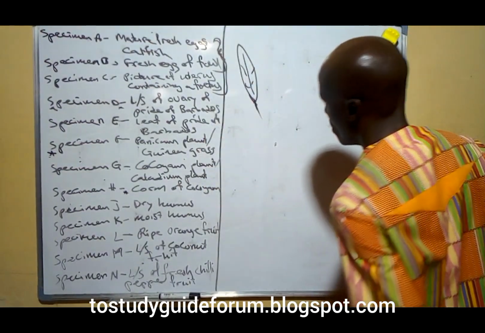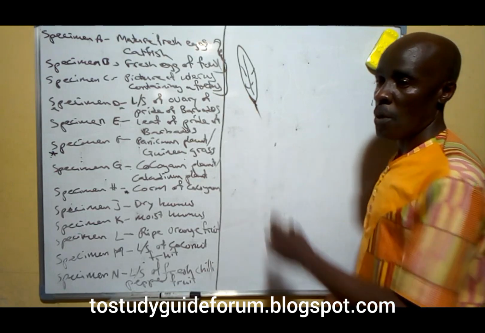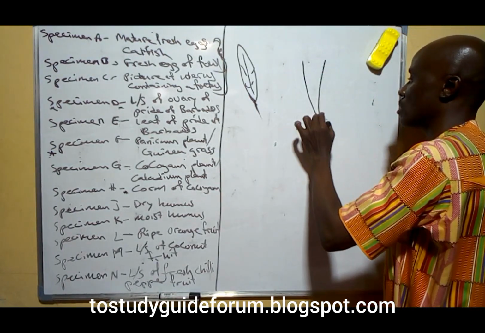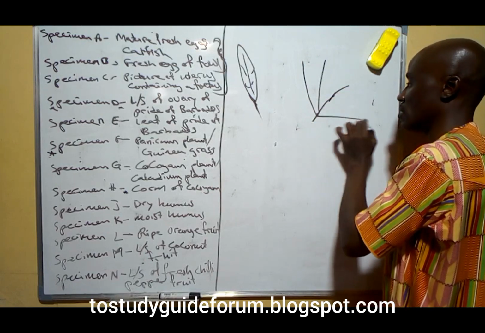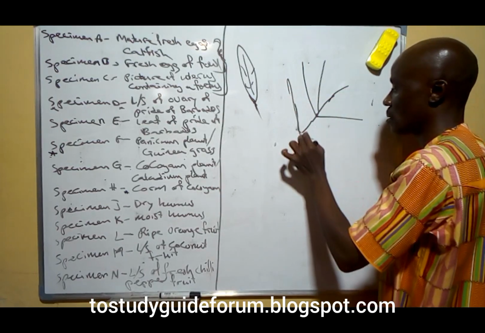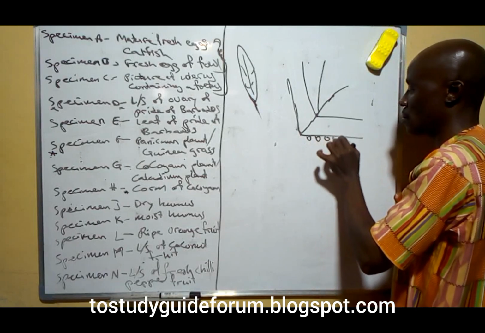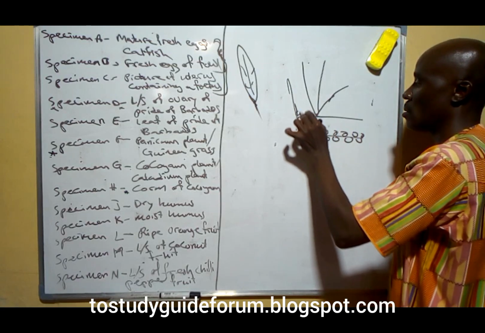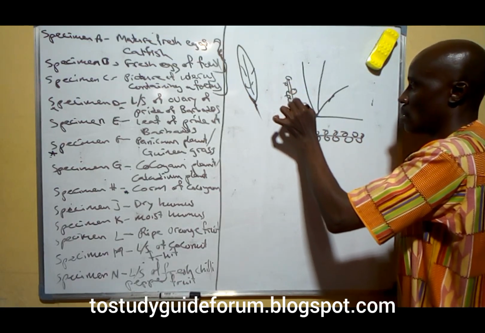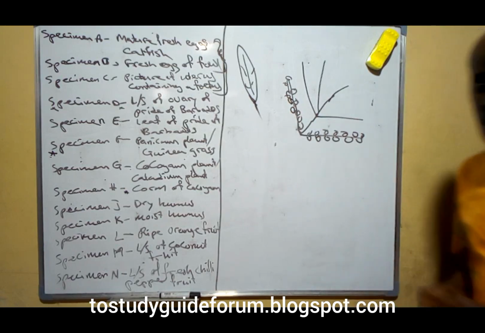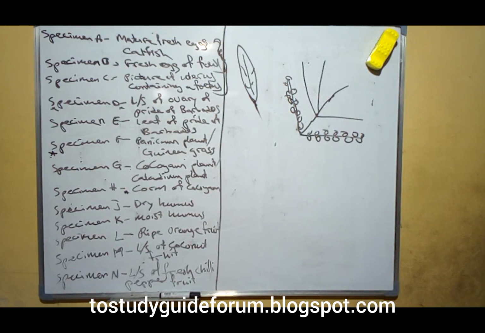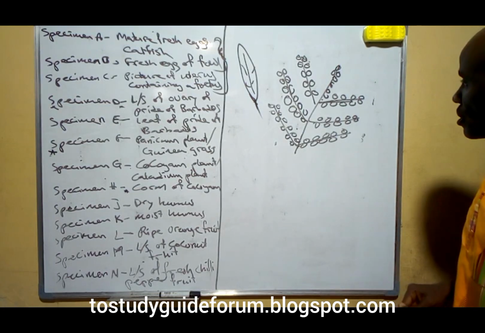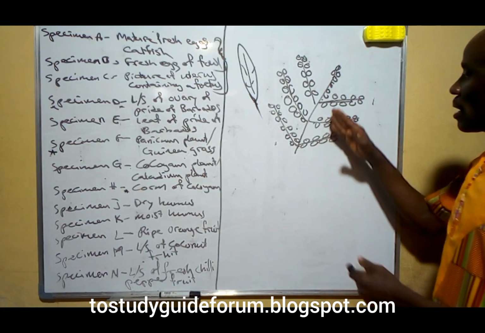But why do we call them compound leaf? Because they have a lot of leaflets. For example, the leaf in question looks like this. When we look at this, it is a picture, just a sketch of it. It's a compound leaf that looks like this.